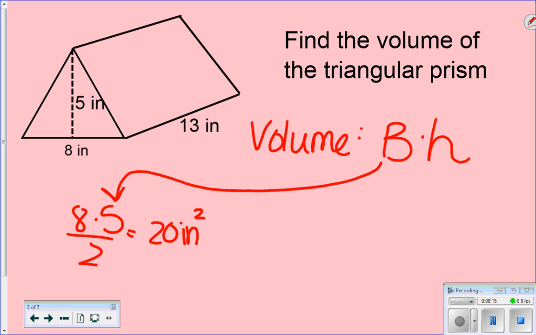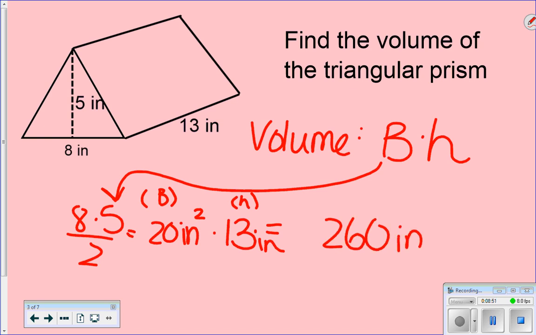Now what am I going to multiply by? By the height. What's the height here this time? Not the height of the base, think about it this way, the height of the actual prism. So if I was going to stand this up, what would the height be? The 13 would be the height. Yes. So don't get that confused. Good. I'm glad you actually did that so we can talk about it. So not the height of the base, but the height of the whole prism. So times by 13 inches, because this would be my big B, and this is going to be my height. And that's going to be 260 inches squared.